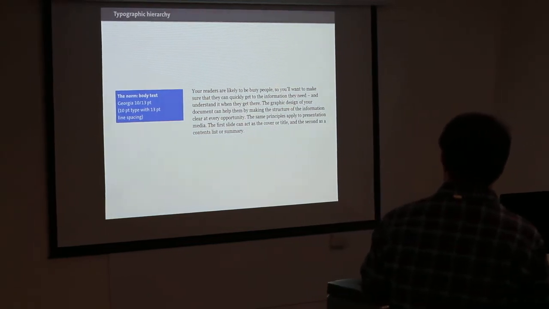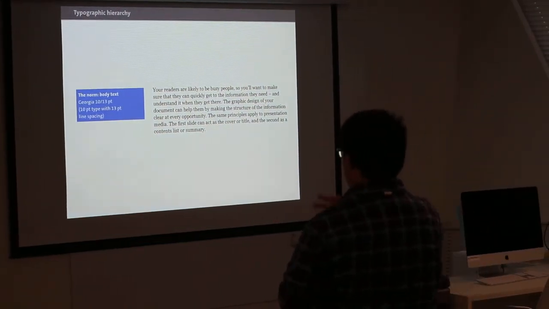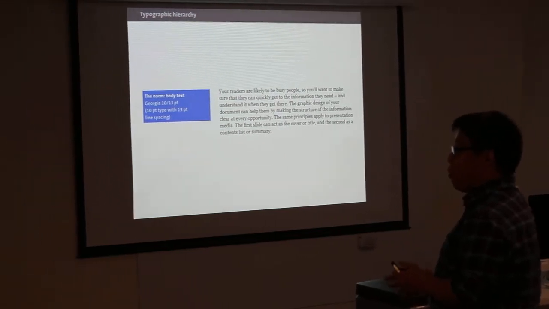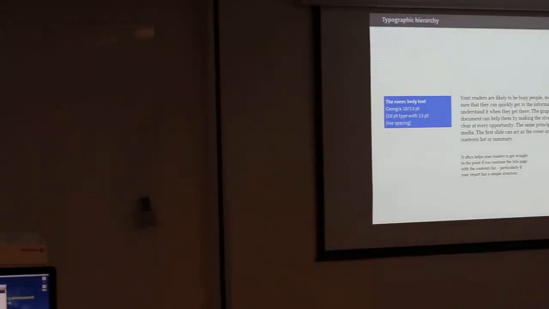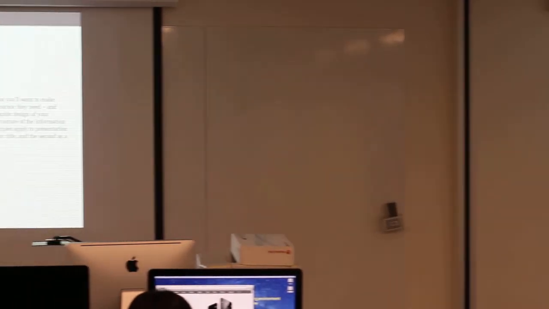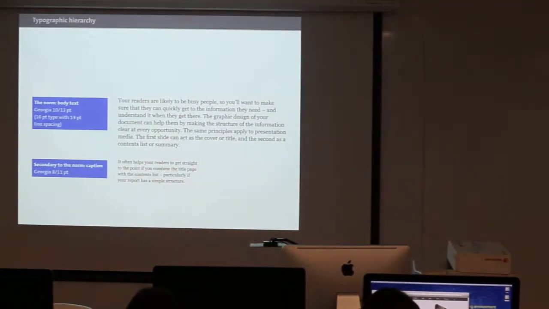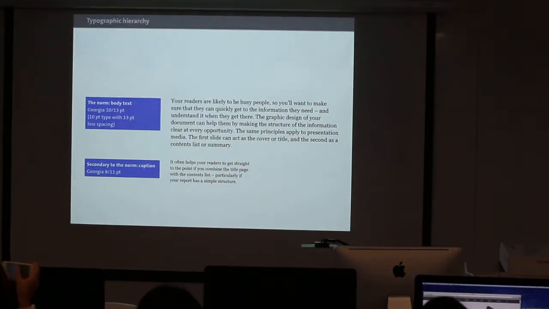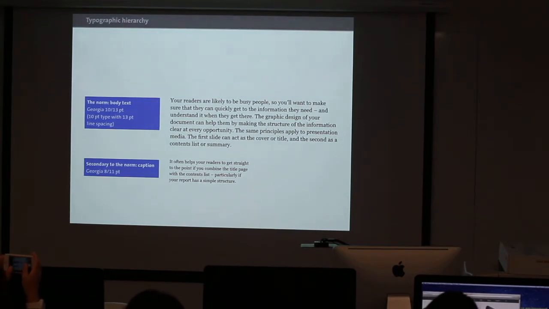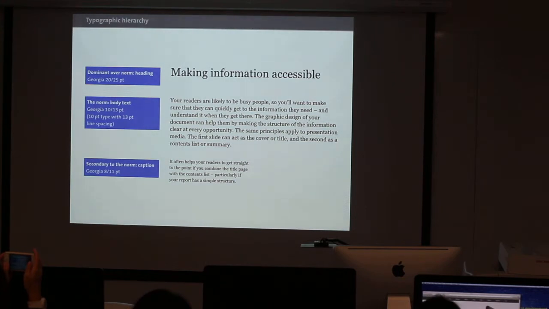Okay. So that's normal text. If I say this is the normal text, the body text, what's below it would be a smaller type. Let's say this is the caption or footnotes or whatever, and it's in 8 on 11. And then above that would be the stuff that dominates over the norm, a heading, as in a 20-point type or 25-point heading. Okay. So this is a possible structure like that.